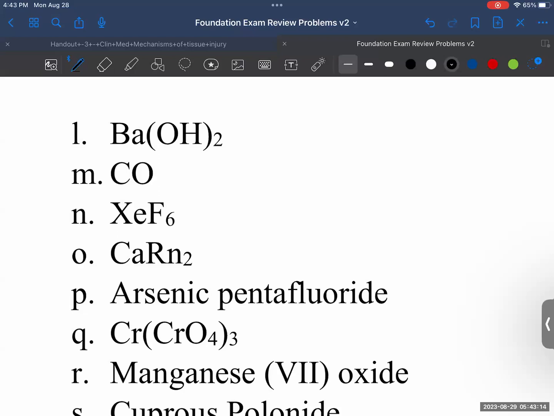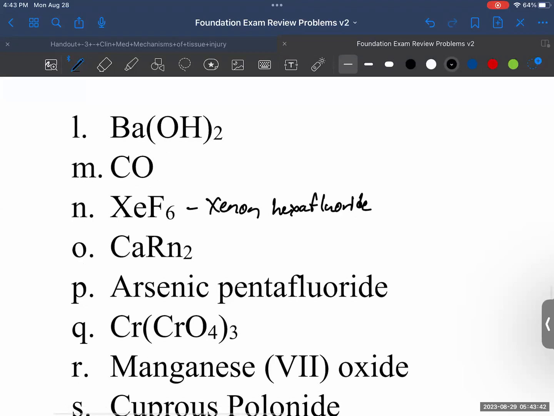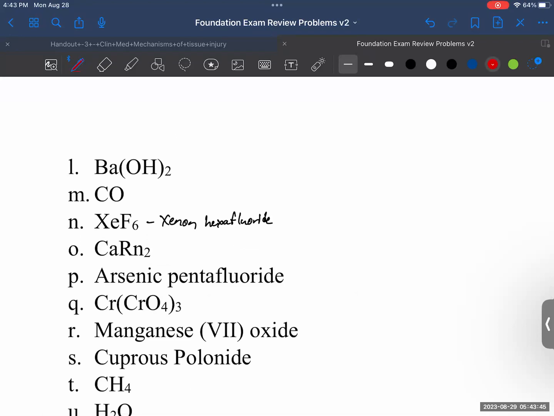All right. So XeF6, how would you name this one? We have xenon, right? Xenon hexafluoride, that is correct. Let's break down how she arrived at that answer. Let's do our prefixes. I'm going to write out a list of numbers here. 1, 2, 3, 4, 5, 6, 7, 8, 9, 10.